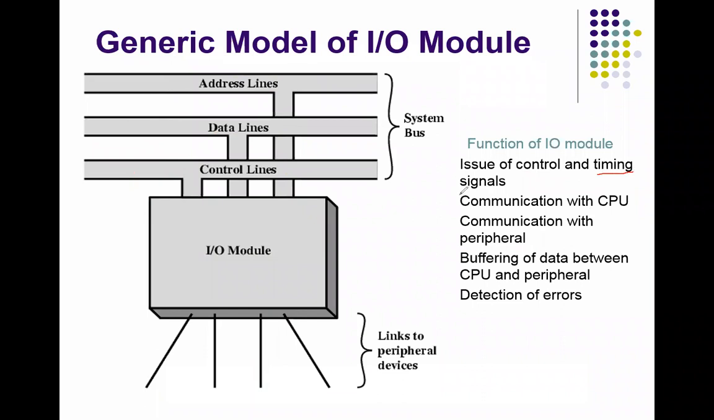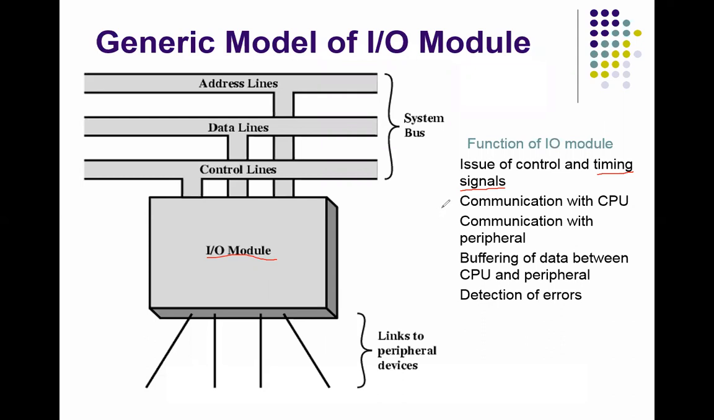So you will find the concept of synchronization. Synchronization plays a very important role while sending and receiving the data. So this is the job of the IO module: to issue a control signal as well as the timing signal.